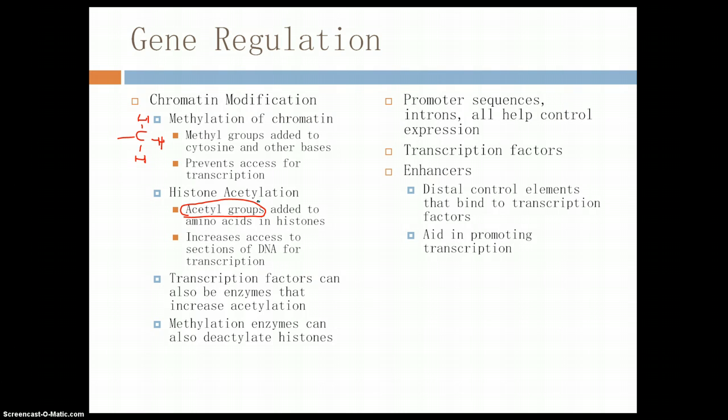There's also enhancers, which are sections of DNA. When it says distal control elements, it actually means sections that are not necessarily in with the gene. And what happens is the DNA sort of flexes over, and the enhancer helps the transcription factors stay in place.